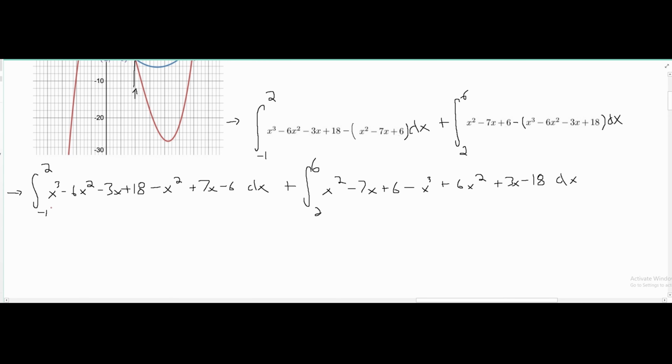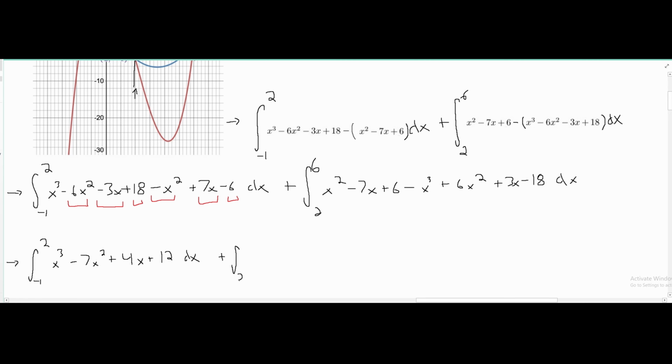For this part, we only have one x cubed, so that's going to stay the same. We have 2x squareds right here, so when we rewrite this, we are going to combine them. We're going to have a negative 7x squared. Next, we look at our x's. We have this x and this x right here. Combining them is going to give us a 4x. Now we look at our constants, this 18 and this 6. Combining these two, we are going to get a 12 dx.